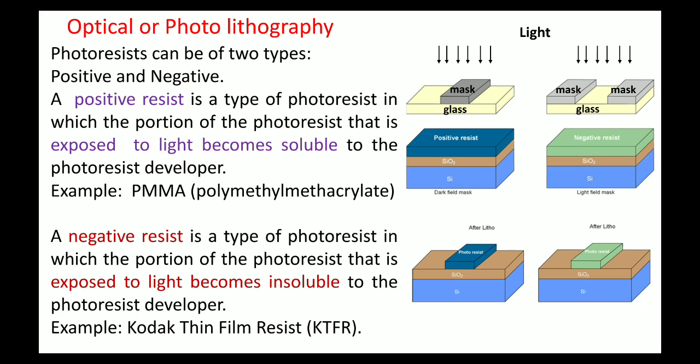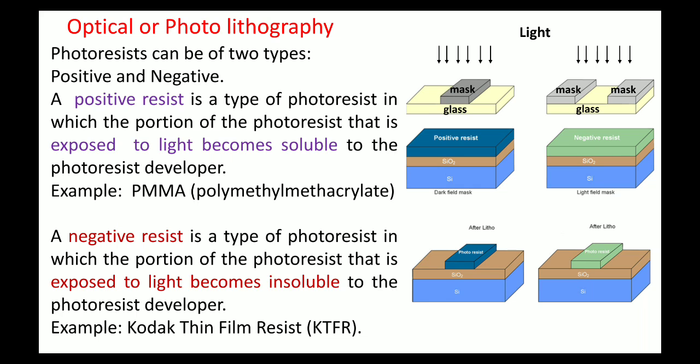Now this dark blue, navy blue color represents positive photoresist. What does it represent? Positive photoresist. And the green color represents negative photoresist. Now what we have seen is that positive photoresist, once exposed to light, becomes soluble in the developer.